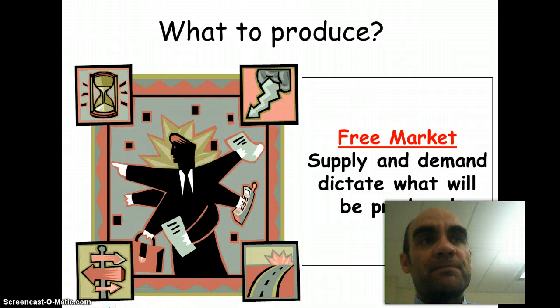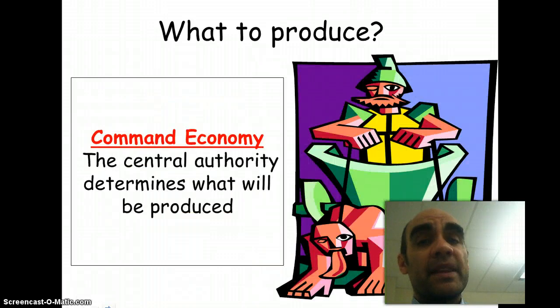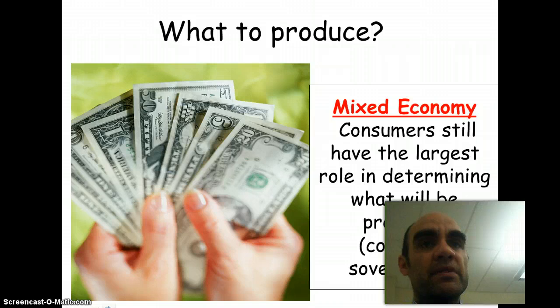That's what's being produced. In a command economy, the government determines what's going to be produced. You don't want black and white TVs? Sorry, that's all the government's producing. You want an HD TV? We're not making those. So the government decides what's going to be produced.